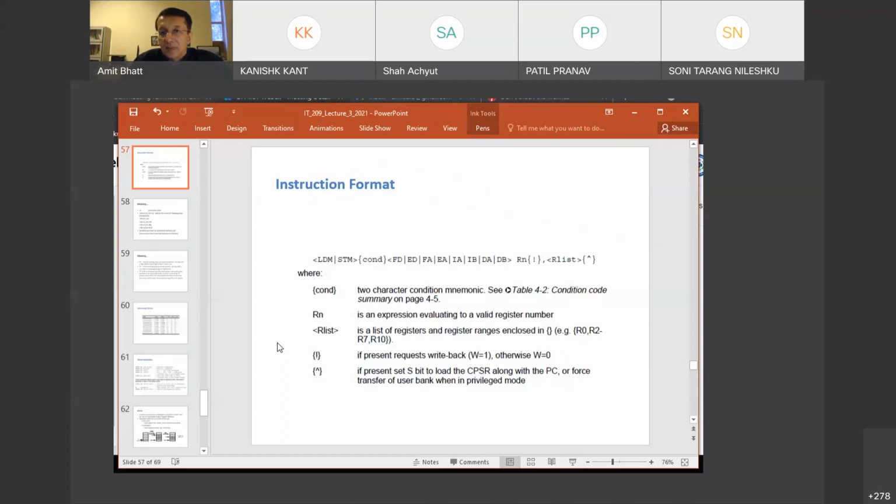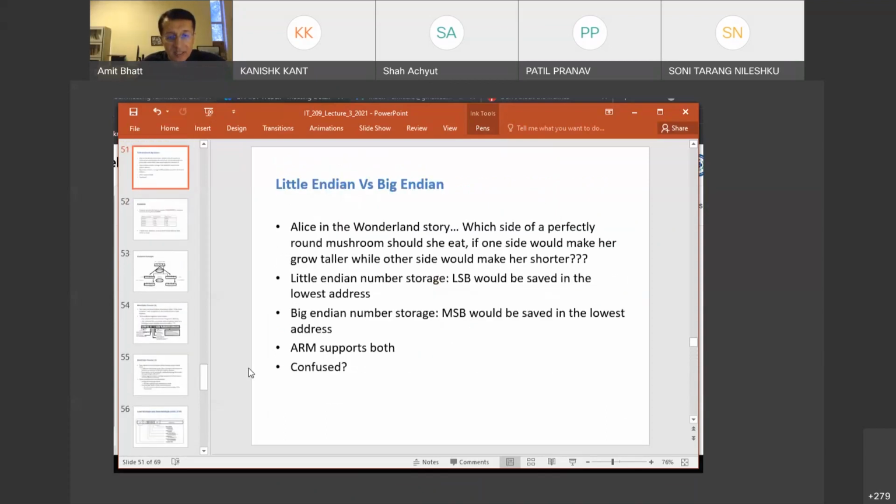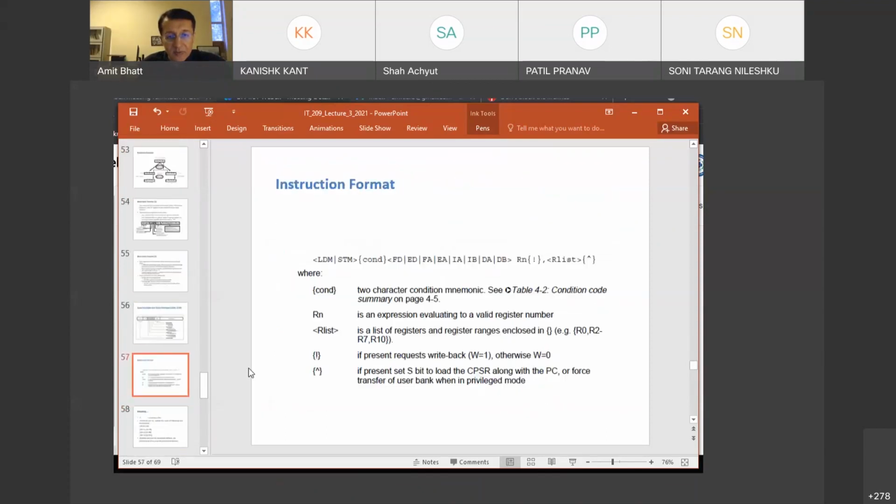Sir, my question is, can you please explain this LDMFD instruction? Okay. So it is full. Look at this. You have got full descending, empty descending, full ascending, empty ascending. It depends whether you're pointing to the last full one or the first empty one, and then whether you are going up or down. Does it make sense? That's the shortest explanation. Yes, sir.